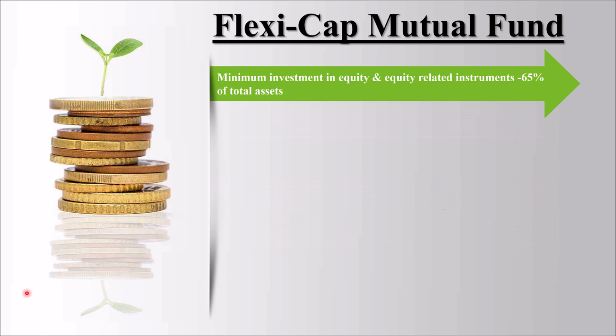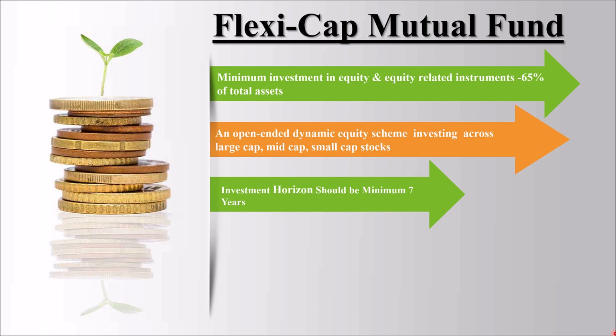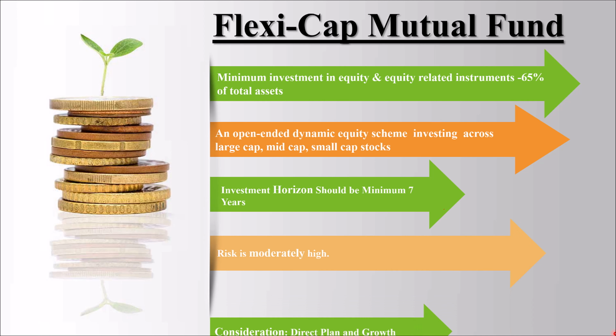You have a minimum investment of 65% in equity and equity related instruments, which we have already discussed. This is an open-ended scheme where you have the independence to invest in large cap, mid cap and small cap. Investment horizon should be a minimum of 7 years, as you have exposure to small cap which is risky. So you should deploy your money for at least 7 years so that you can generate long-term wealth. Risk is moderately high. In this video, we have considered direct plan and growth.